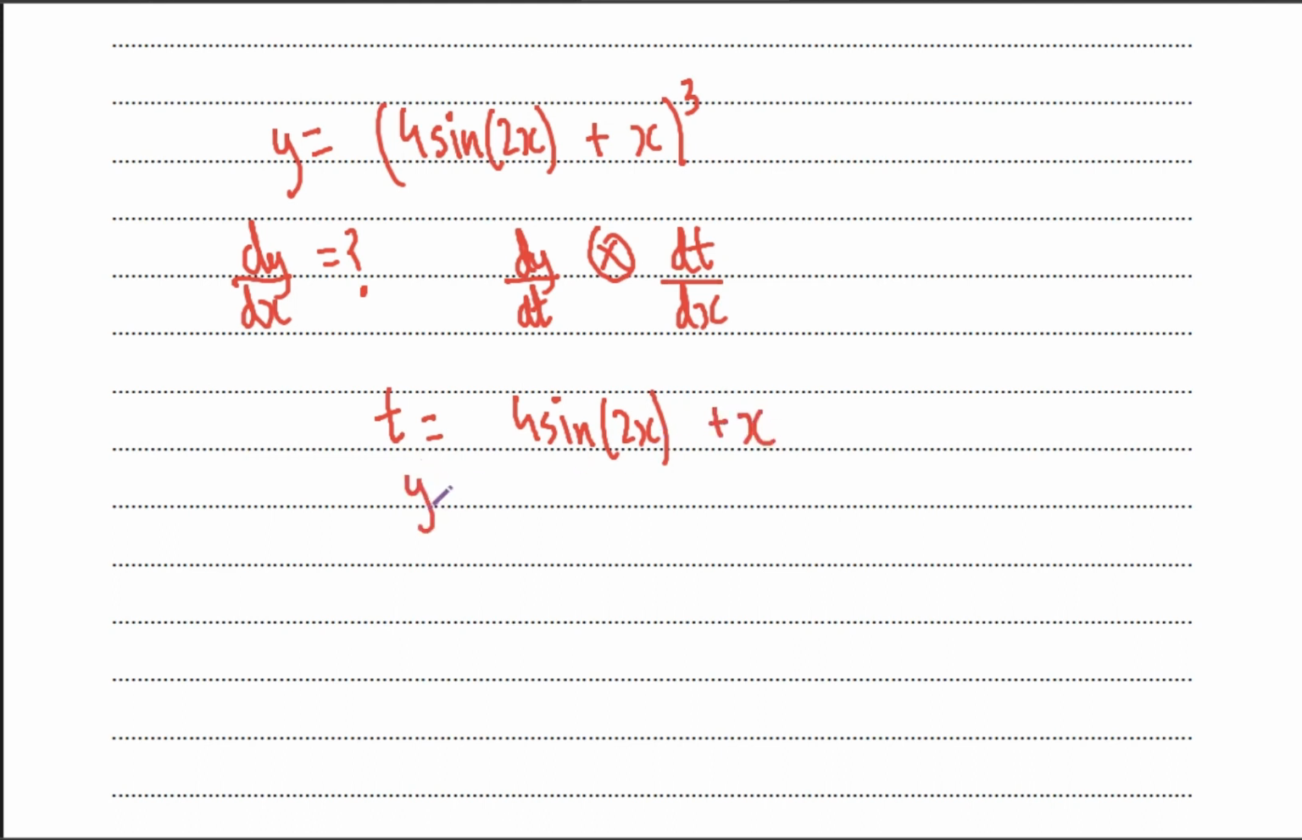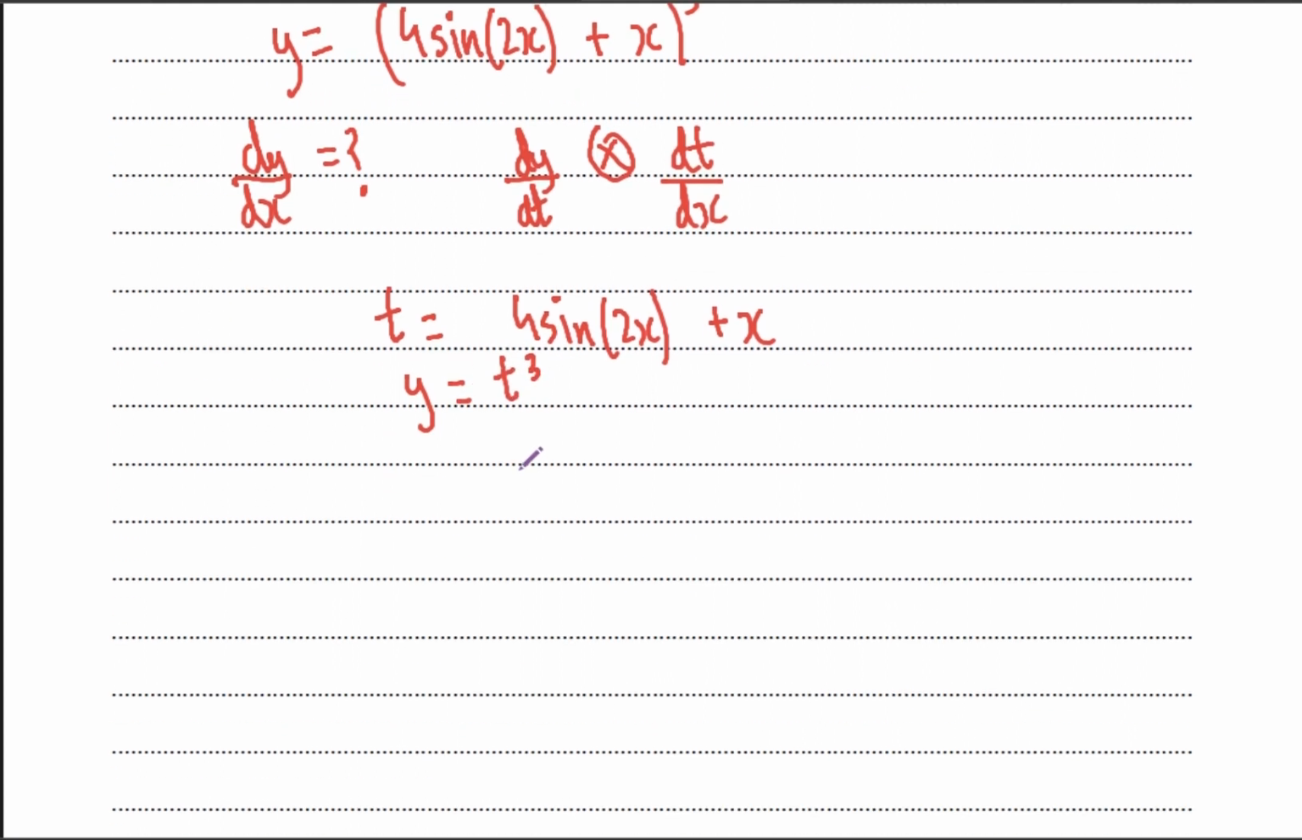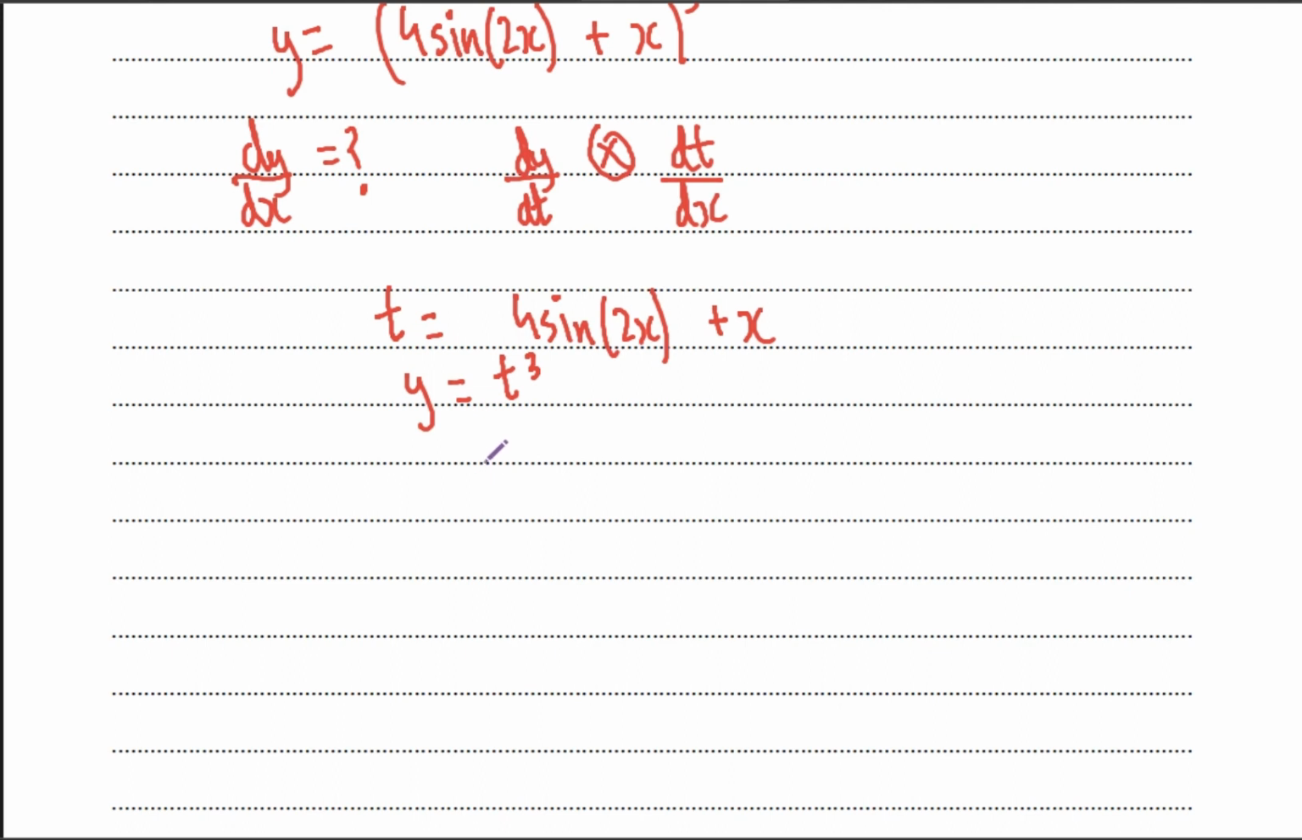So now y is equal to t cubed. Let's do dy by dt first, because that's pretty simple to do. So dy by dt is just the simple power rule that we know. So that's just 3 times t to the power 3 minus 1, which is 2. So we have 3t squared. Okay. Now dt by dx, how would you do that?